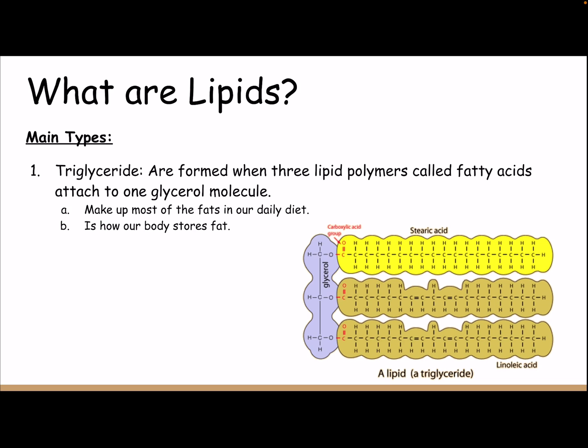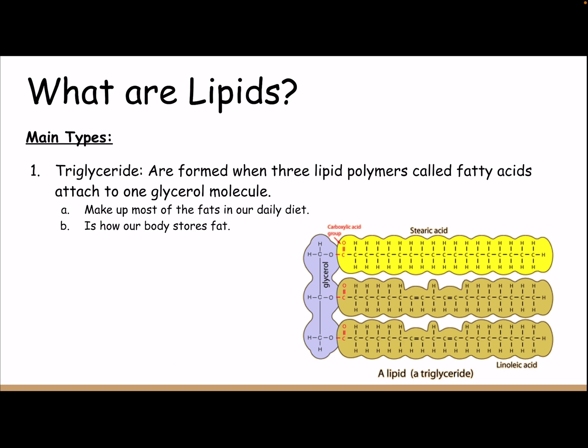There is one major form of lipids that I want to talk to you about, and it's a triglyceride. So triglycerides are formed when 3 lipid polymers called fatty acids attach to a glycerol molecule.